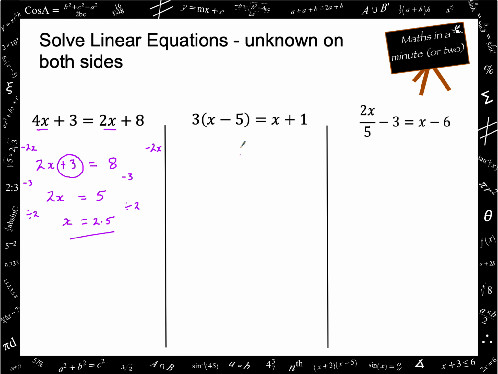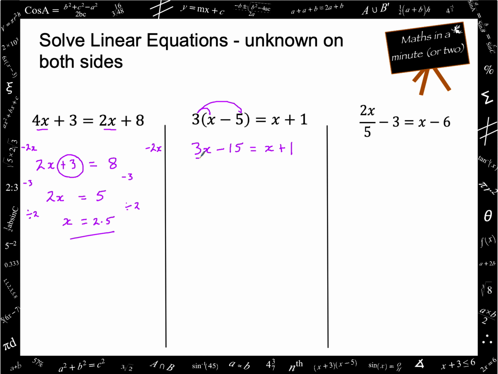Okay, now in the centre one I've got to deal with a bracket before I can get at the x's here. So I need to expand or multiply out this bracket. So 3 times x is 3x and 3 times negative 5 is negative 15. And the right hand side hasn't been affected at all, so we're just bringing that down.